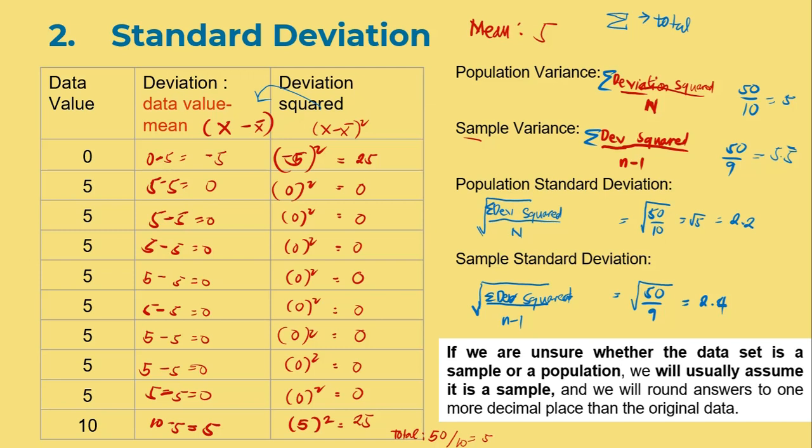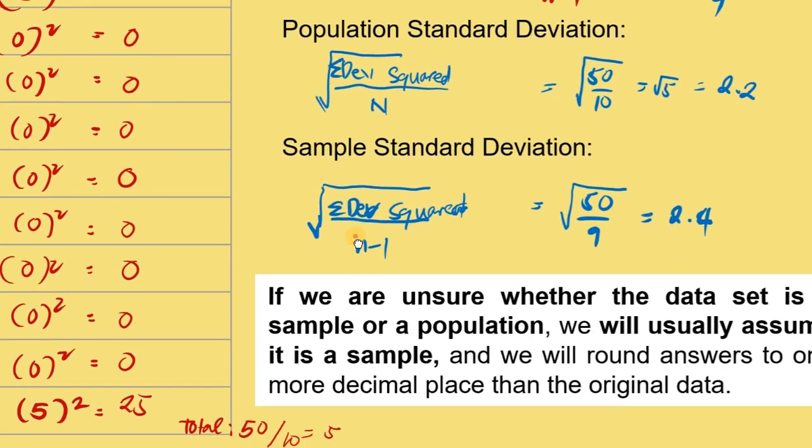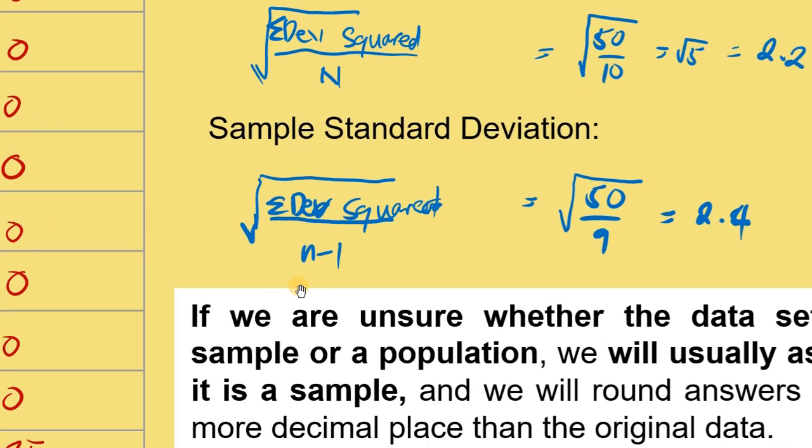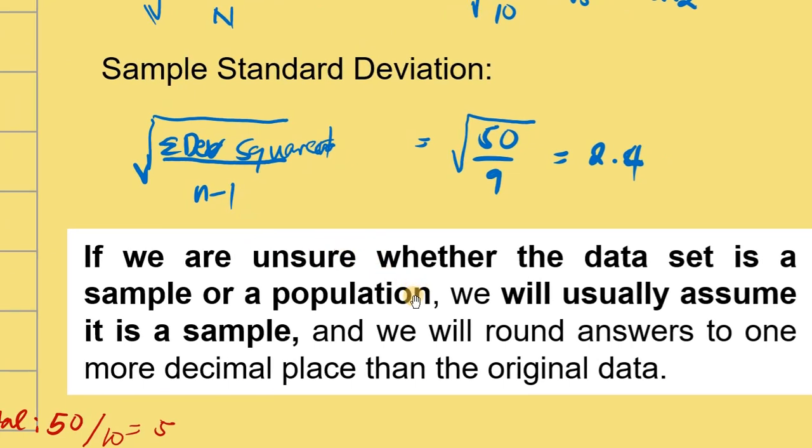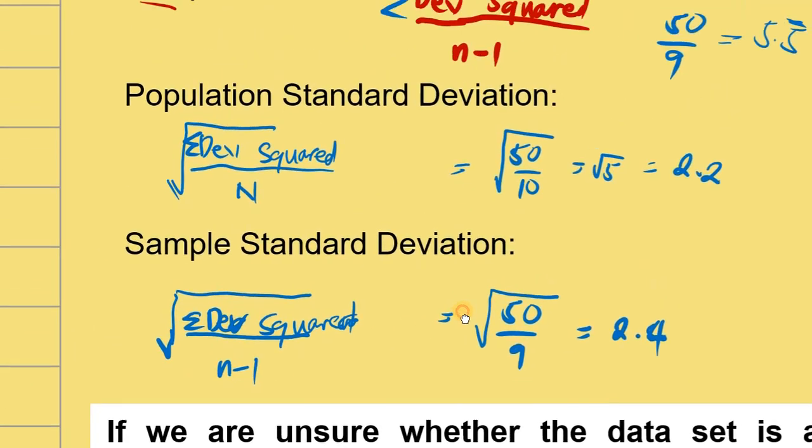If we are unsure whether the data is a sample or a population, we will usually assume it is a sample. We will also round the answers to one more decimal place than the original data. So if your data has no decimal place, round to one decimal place. If it has two decimal places, round to three. And since we assumed a sample, you use n minus 1 in the denominator.